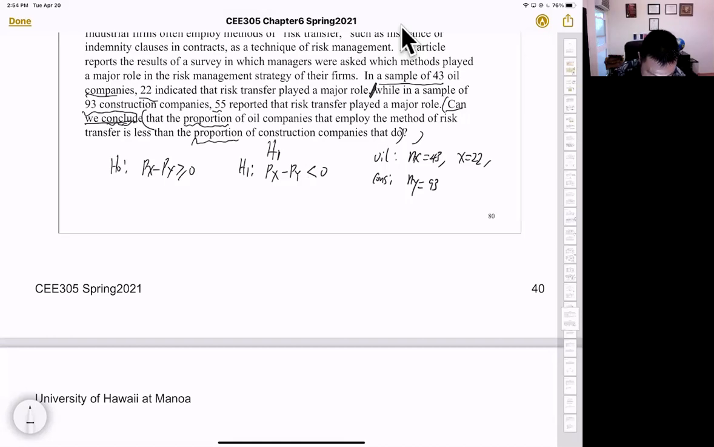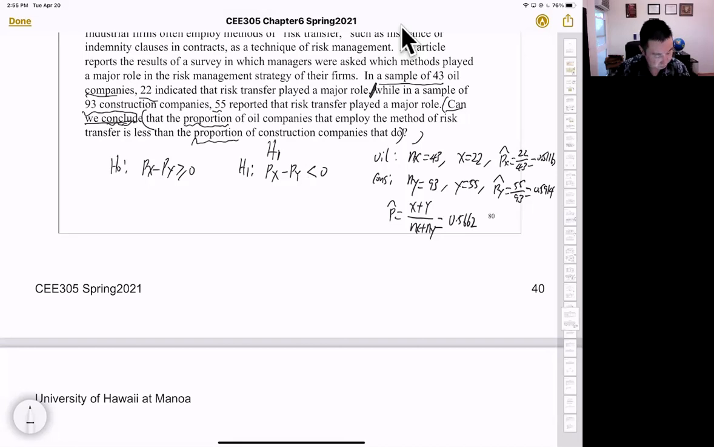Then let's figure out the parameters, nx and the sample proportion px. So 22 over 43. And Y, the construction company: ny is 93, and the sample proportion Py is 55 over 93. And also we have the pooled proportion. So plug in the numbers, the pooled proportion is 0.5662.